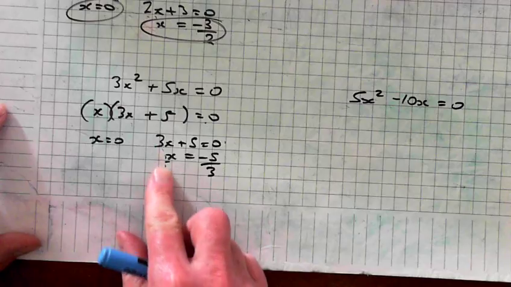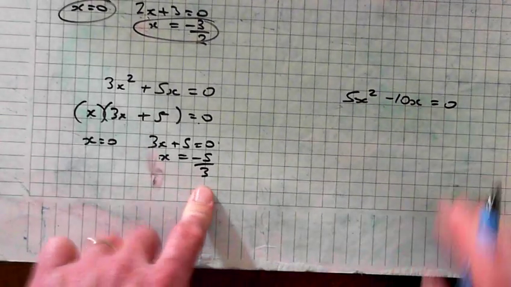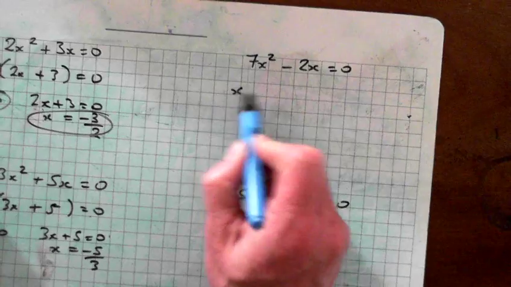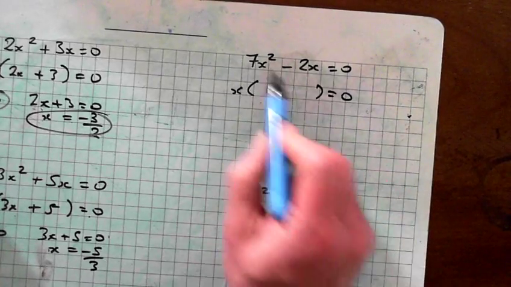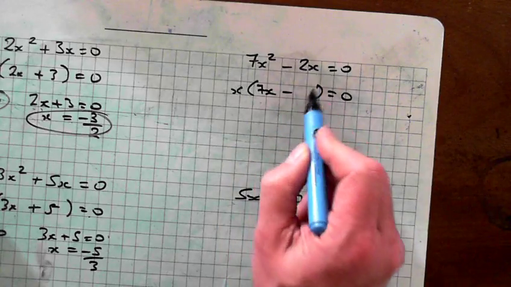3 divided by 3 is 1. Answer is x equals minus 5 over 3, and x is also equal to 0. Okay? Now, this one over here is the same. I can take an x out of both terms. If I take an x out of this, I'm left with 7x. If I take an x out of that, I'm left with minus 2.